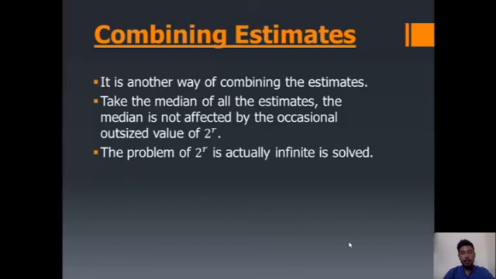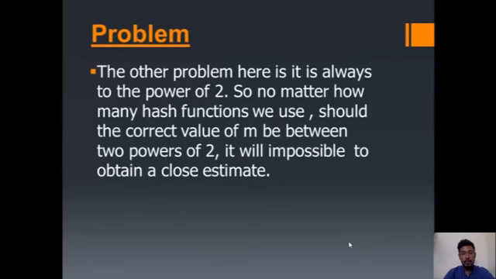The other approach would be combining estimates. Another way of combining the estimates is to take the median of all the estimates. The median is not affected by the occasional outsized value of R, so the problem of 2 to the power R becoming infinite is solved. But the problem with this proposed algorithm is that the estimate is always a power of 2. So no matter how many hash functions we use, should the correct value of m be between two powers of 2, it is not possible to obtain a close estimate.